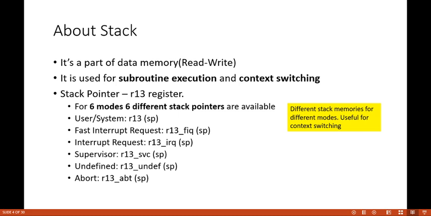So you can see that for 6 different modes it is having 6 different stack pointers. It is a very good thing in case of ARM7. It is making it more useful for context switching. Context switching means shifting from one main program to another and coming back to the calling program. So when you are working with different modes, you are working with different stack pointers. This is the hardware available in the ARM7 which is making it very easy for you to have context switching during the execution of the program.